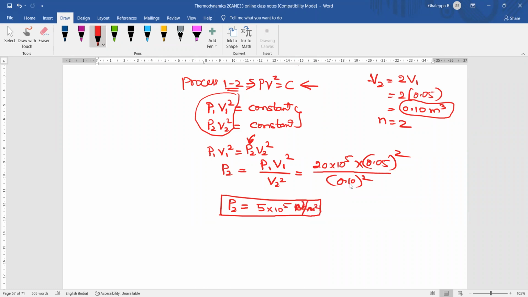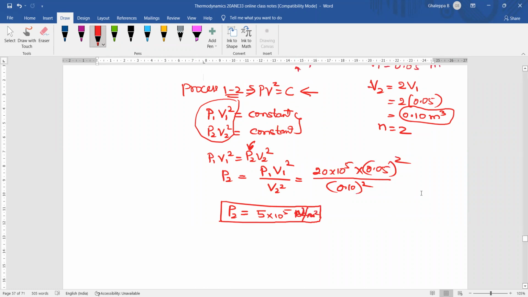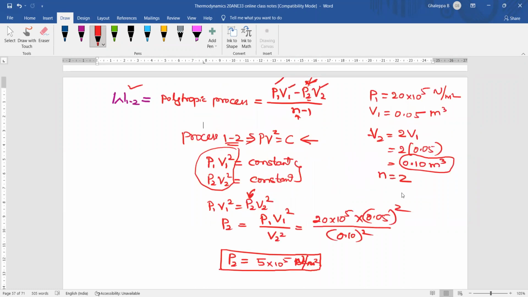So substitute P1, P2, V1, V2, all the values in equation number 1. From equation number 1, W1 to 2, substitute all the values. I will not substitute P1, V1 here. You substitute it and tell me the value. Will you get positive or negative?